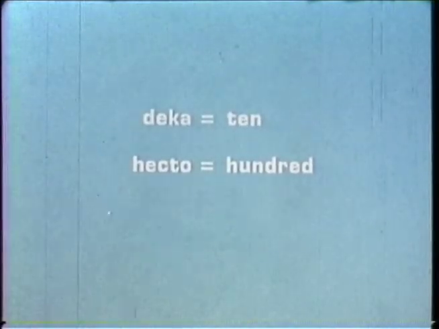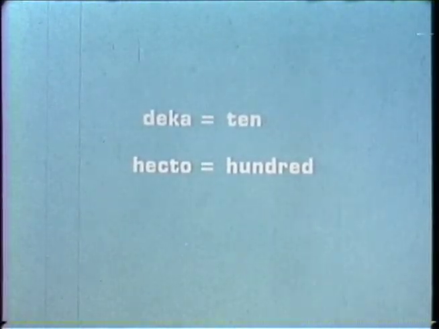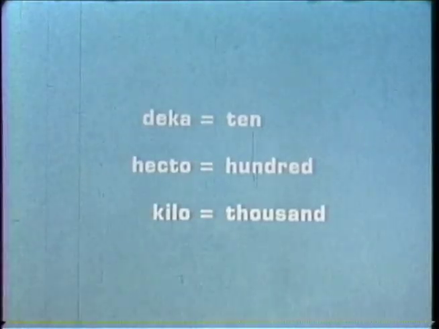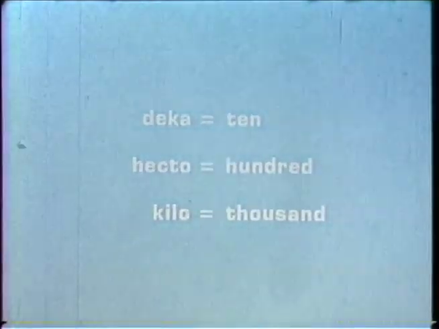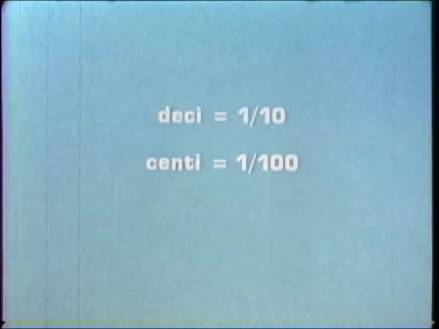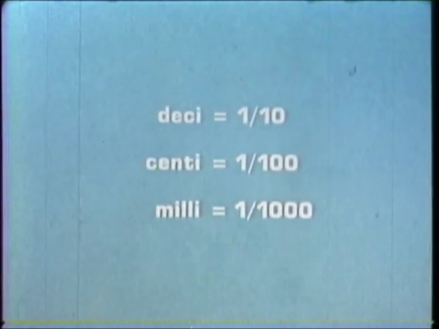Learn the names for the larger units. Deca, 10. Hecto, 100. Kilo, 1,000. Learn the names for the smaller units. Deci, 1/10. Centi, 1/100th. Milli, 1,000th.